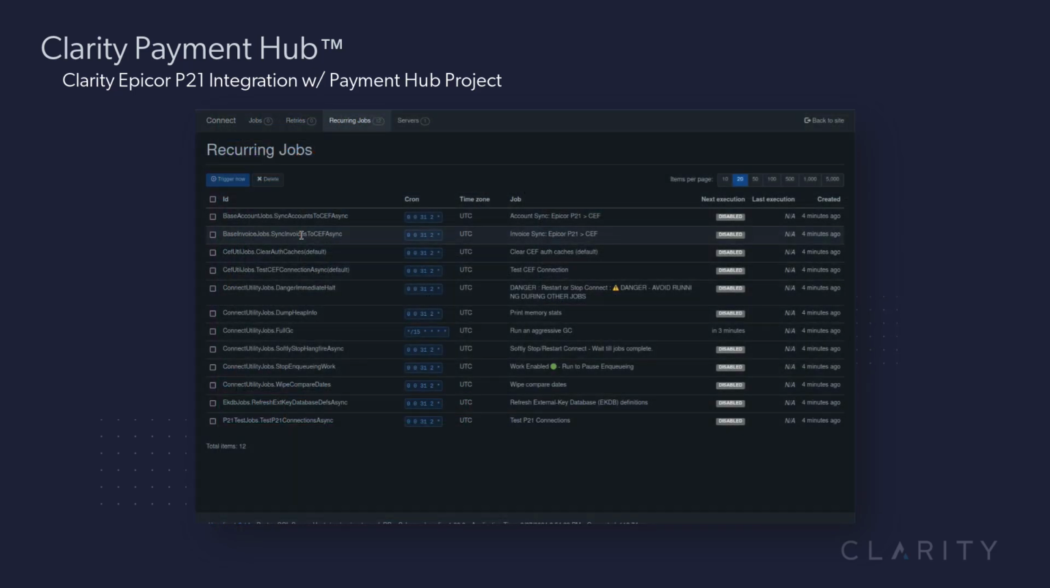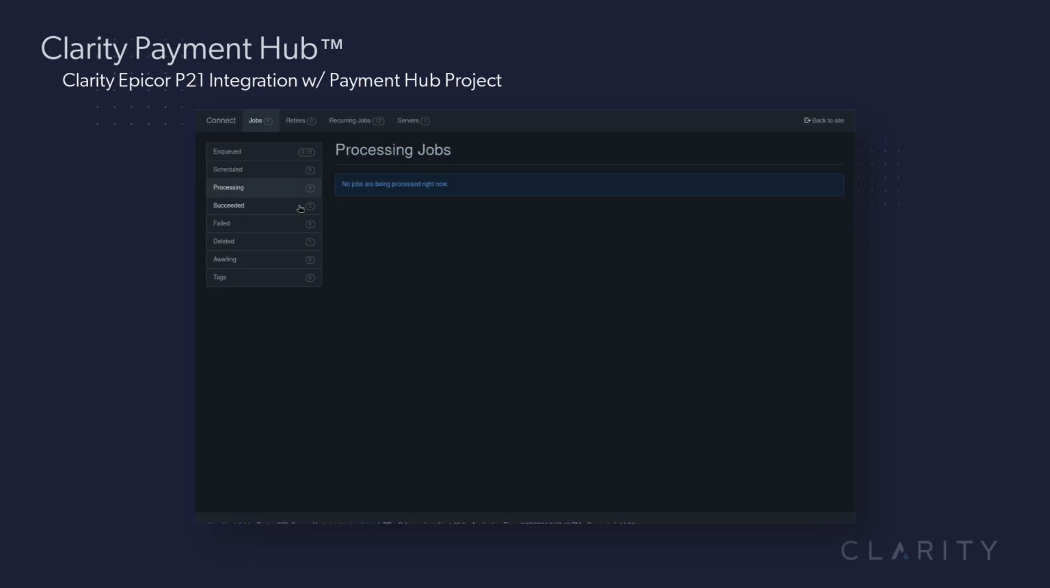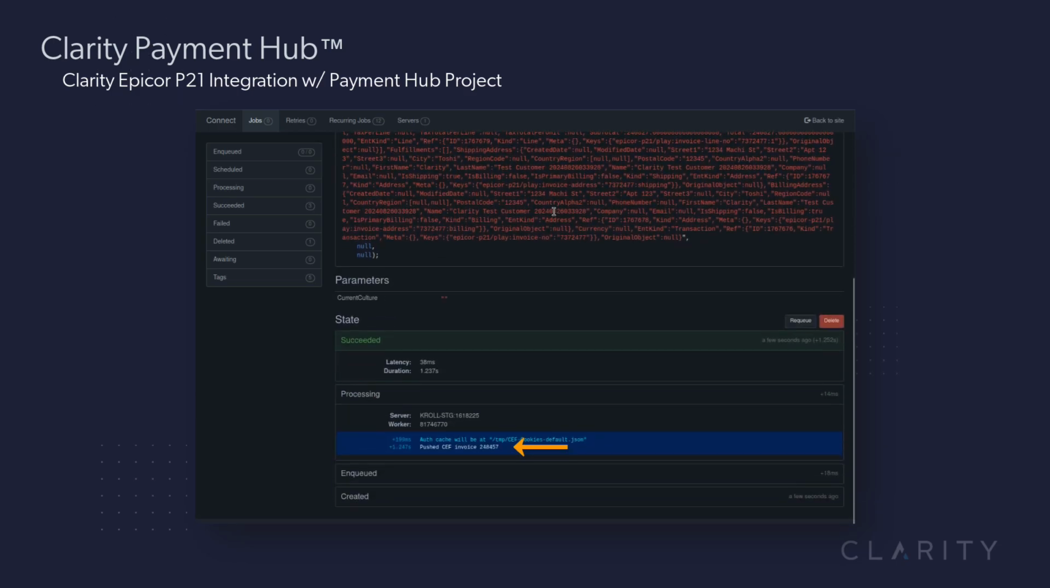Back over to Connect, we'll select and trigger the Invoice Sync Epicor P21 to CEF job. Drilling into the process queue, we can see it processing for a split second and then it's done. So we'll head over to the Succeeded Jobs queue, drill in to see our invoice number 7372477 has been processed, along with all the data sent to Payment Hub with it. Scrolling down, we see that it created a new invoice in Payment Hub with ID 248457 with a succeeded status.